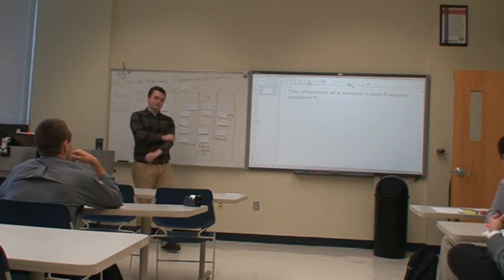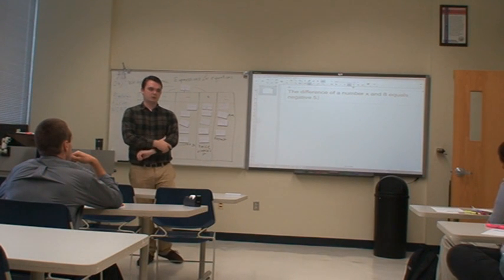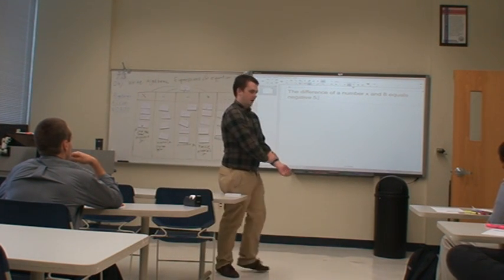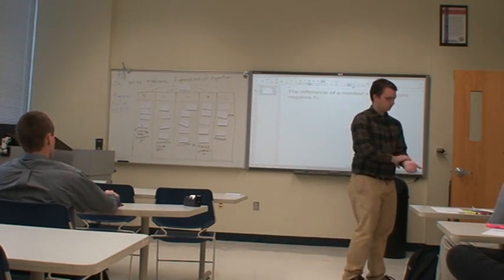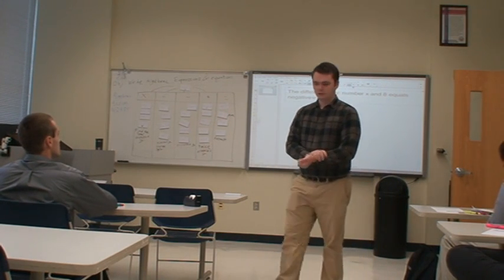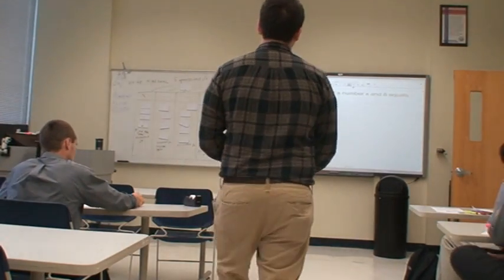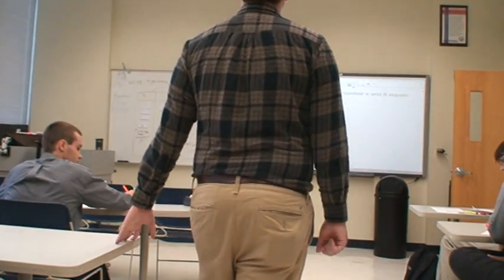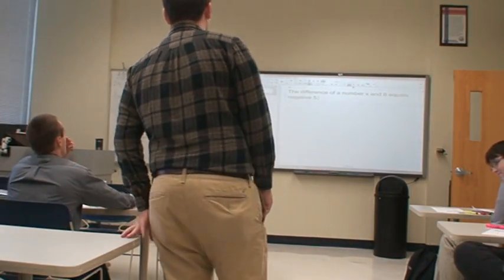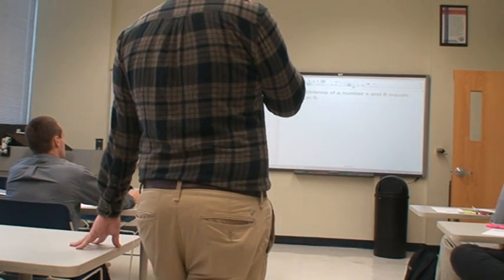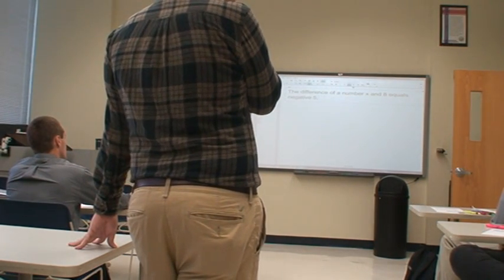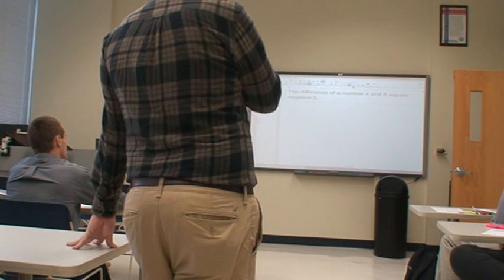Okay, so does everybody have a table pretty much filled out to where you're comfortable with, where you could look back on it and help yourself later? Good. So what it says up there, Jordan, go ahead and read that for me, please. The difference of a number x and 8 equals -5.